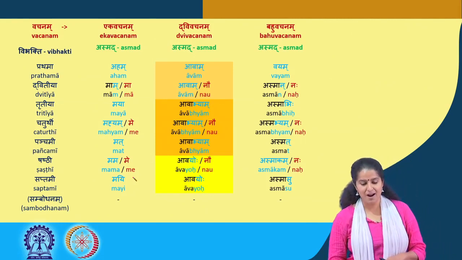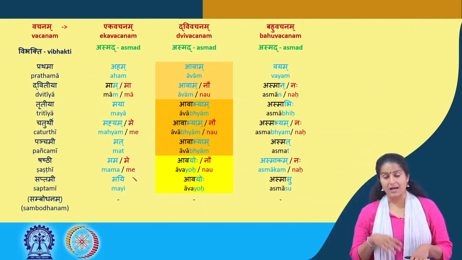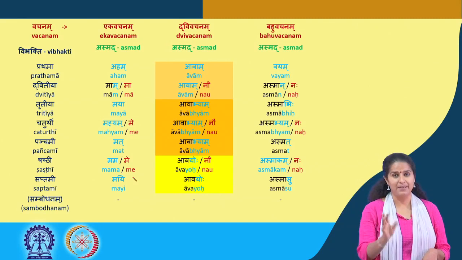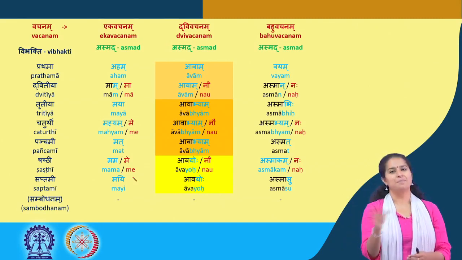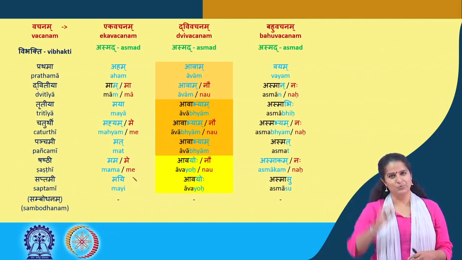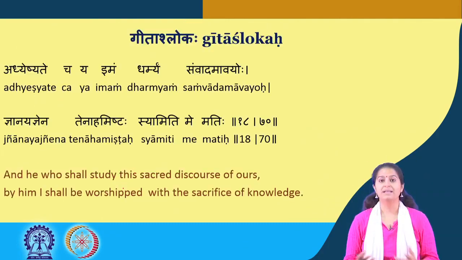Let's do the plural here. Vayam, asman, asmabhi, asmabhya, asmabhyam, asmat, asmakam, asmasu. Astu. So, let us look at the application of what we have learned thus far in this verse from the Gita, and this verse is from the last chapter and it's towards the end of the chapter as well.